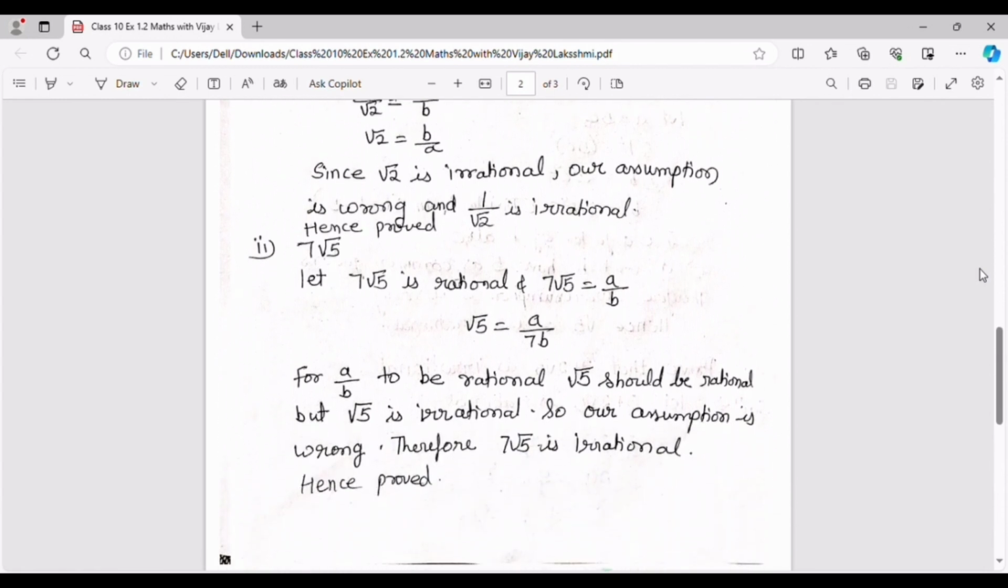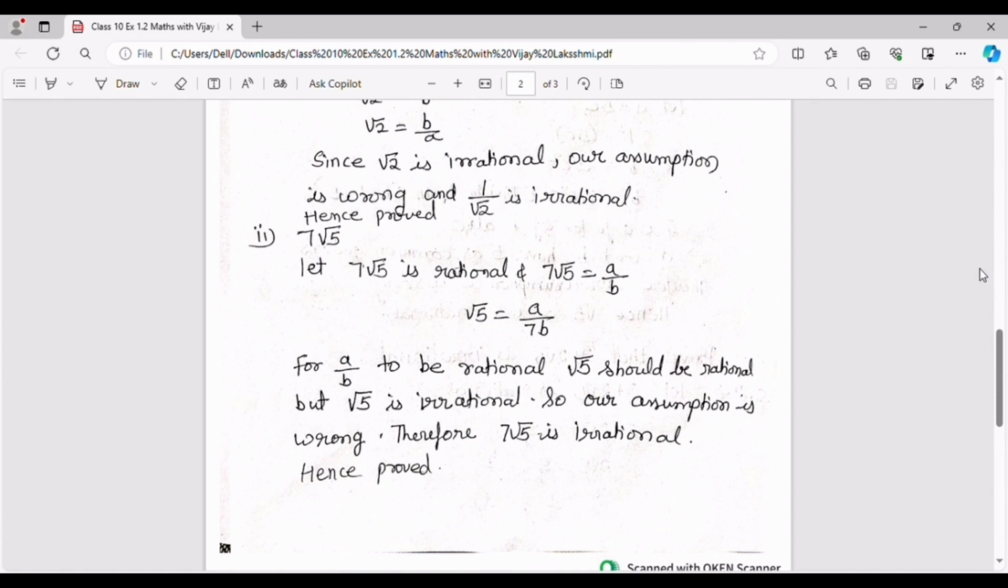Second part, 7 multiplied by root 5. Again here we will do the same thing. We will assume it as rational and equal to a upon b, where a and b are co-primes. After taking 7 to the right side, we will get root 5 equal a upon 7b. So if root 5 is rational, then only a upon 7b would be rational. But we know root 5 is irrational, so a upon 7b or a upon b is also irrational. Hence our assumption is wrong. 7 root 5 is irrational.